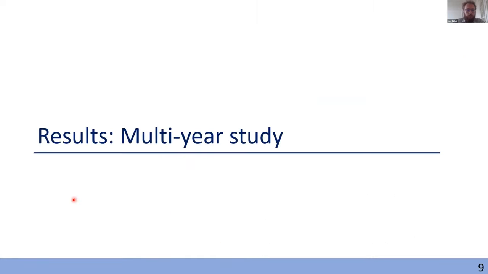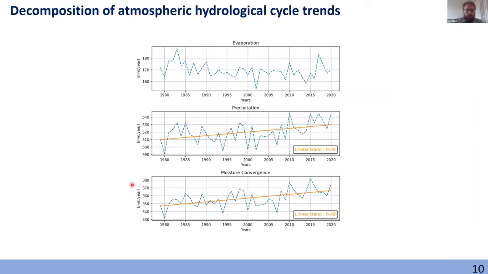Now let's look a bit at the multi-year study. We know that we had an intensification of the hydrological cycle, and so we are interested to see which process contributes to this intensification. What we see here is that for the past four decades, evaporation doesn't have any significant trends, while for precipitation and moisture convergence, we have positive trends.